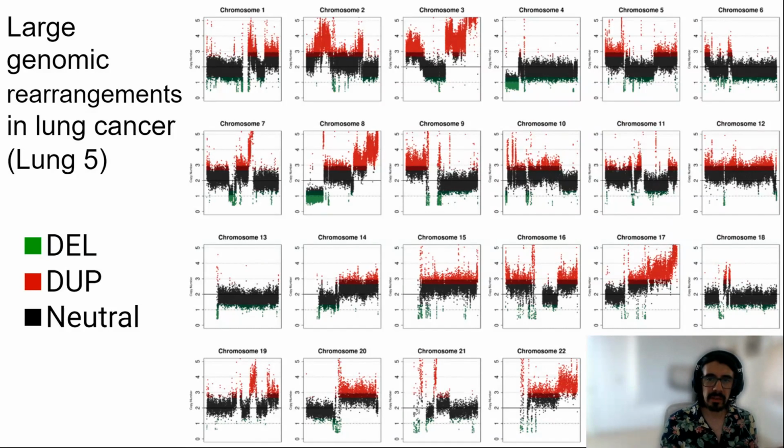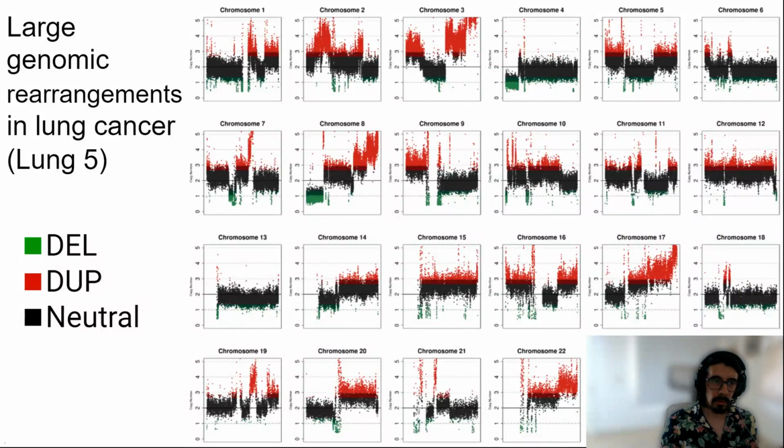You can see that there are a lot of large duplications in, for example, chromosomes 2, 3, 8, 9, 16, 17, and 22. So large rearrangements, large duplications. And we have a couple of deletions, for example, chromosome 2 and 8.